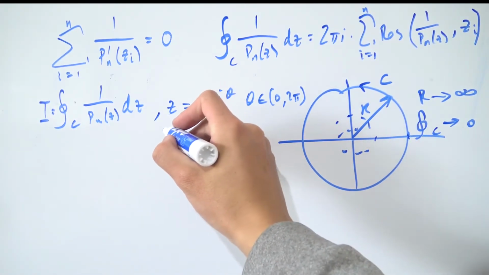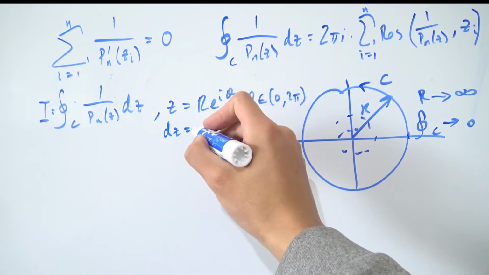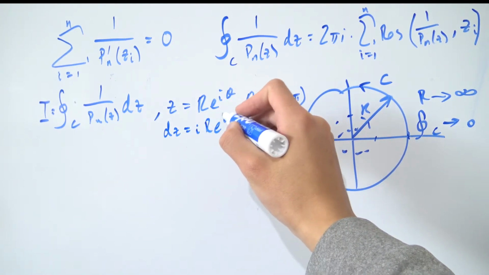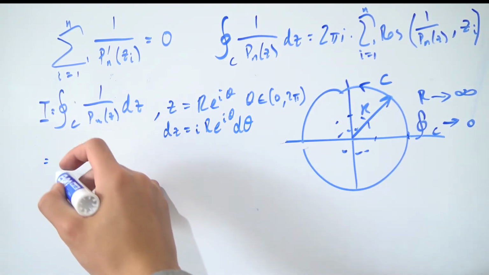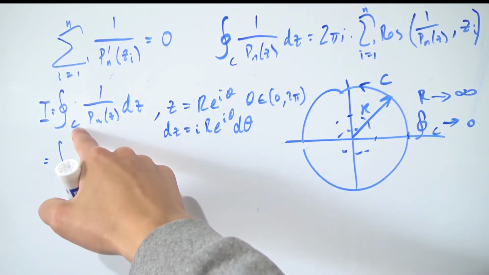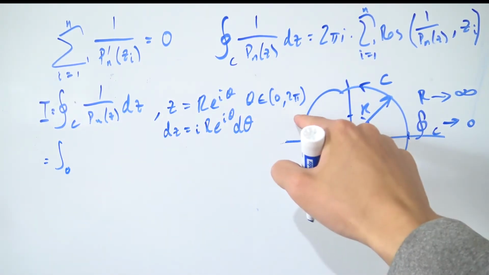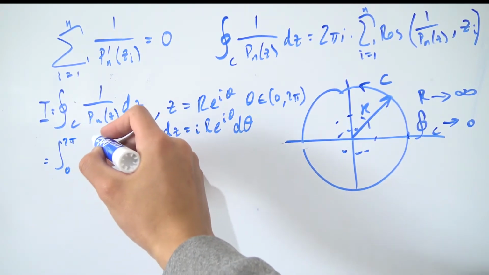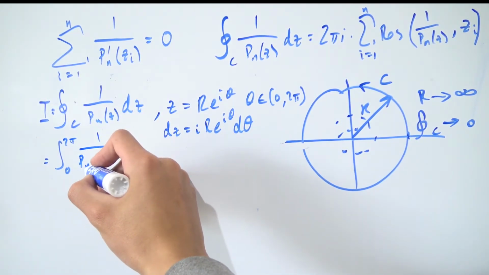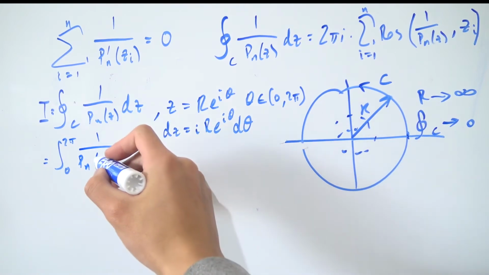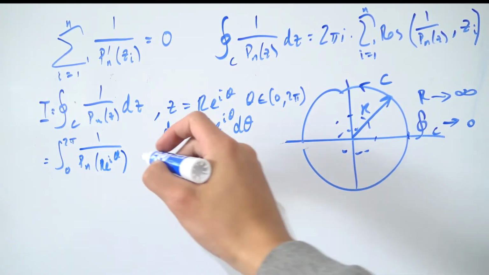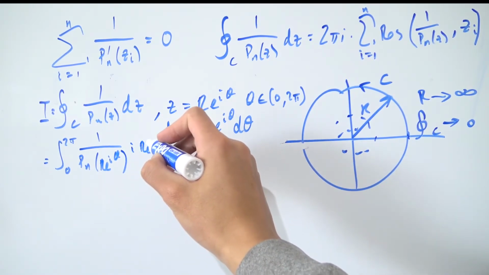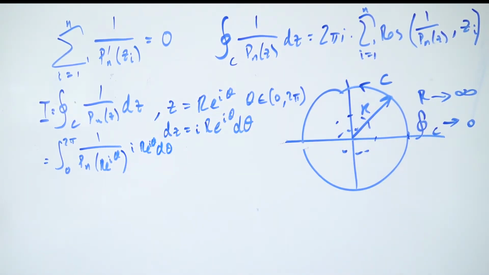So if we do this substitution, it's going to work for the parameterization of this path right here. If we differentiate both sides, our dz is going to become i r e to the i theta d theta, and now we can plug all this information in. So our I is going to be equal to the integral, now going from 0 to 2 pi, of 1 over Pn, where z is equal to r times e to the i theta, and then dz is going to be i r e to the i theta d theta, like so.